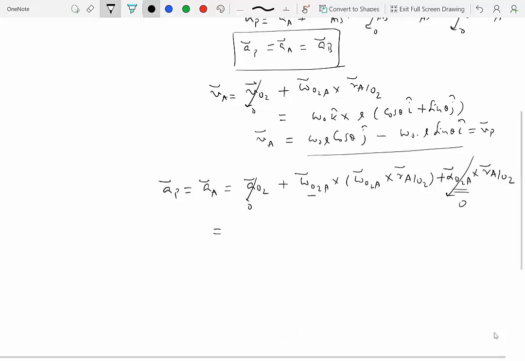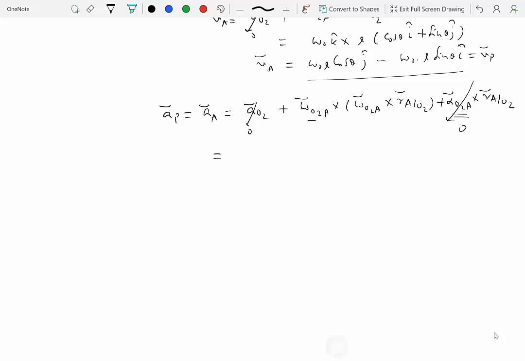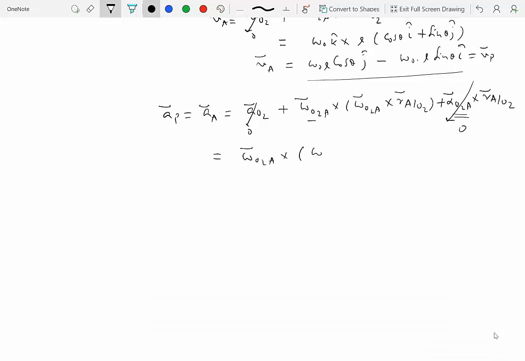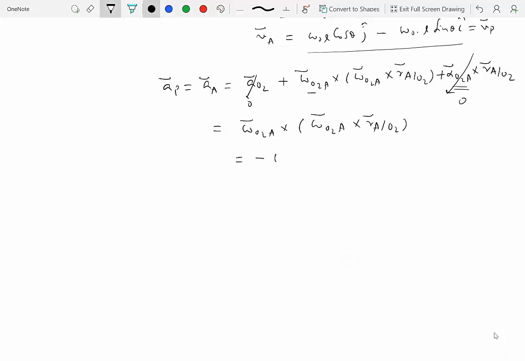What we will have is omega O2A cross omega O2A cross R of A with respect to O2. If we do the simplification, this is equal to minus omega squared O2A times R of A with respect to O2. So this is minus omega squared O2A, which is known to us. R of A with respect to O2 is L times cosine theta i hat plus sine theta j hat, and that's your answer for the acceleration of point P.